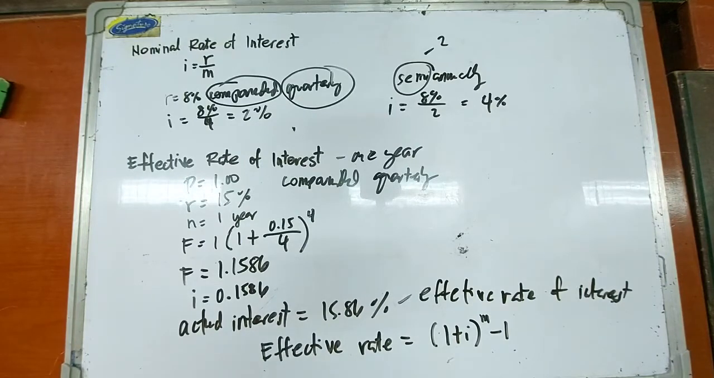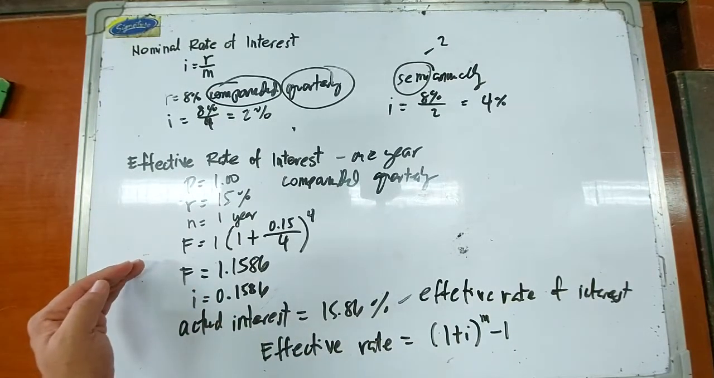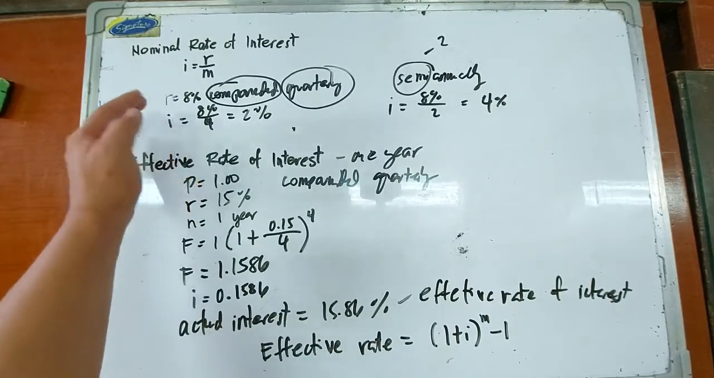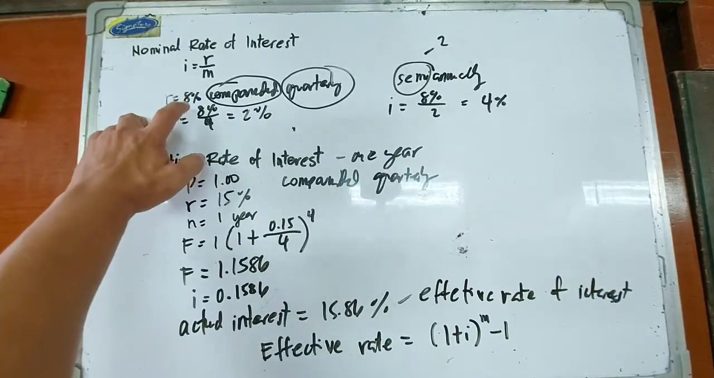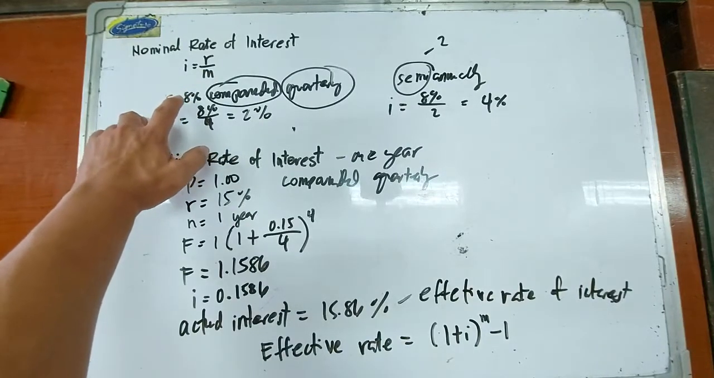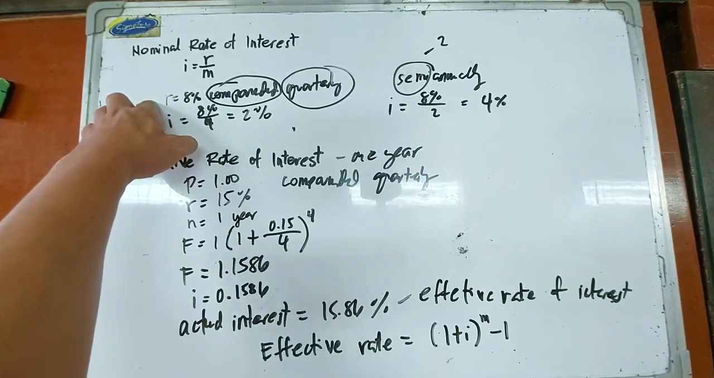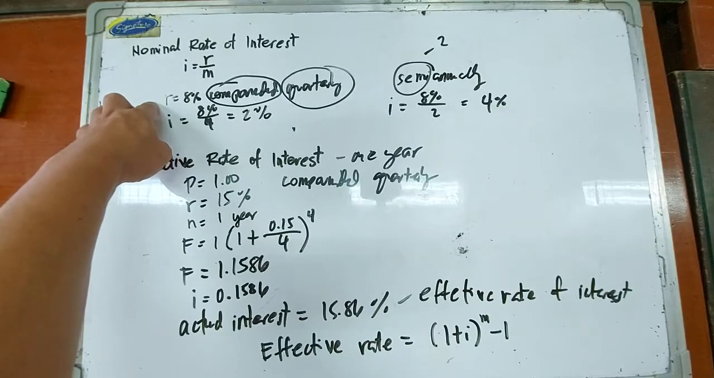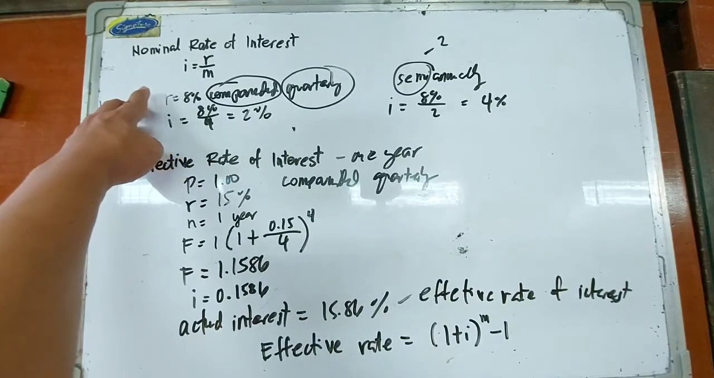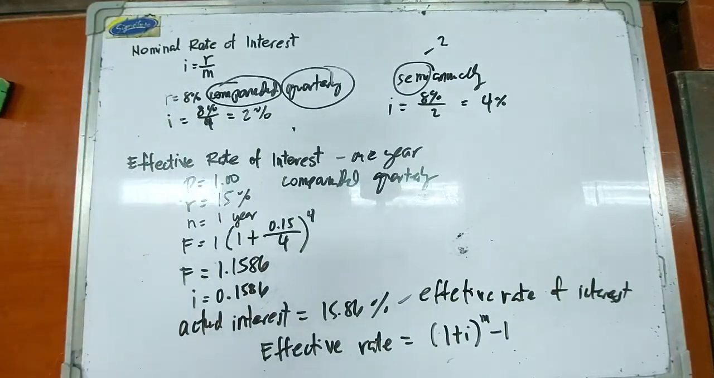Okay? So I hope na intindihan natin yung nominal rate of interest. Yan yung interest per year. So kinukuha natin yung interest niya ay depende sa number of compounding. Okay, kung compounded quarterly, dinidivide natin yung nominal rate sa 4. Kapag compounded semi-annually, dinidivide natin yung nominal rate sa 2. Pag compounded monthly, then dinidivide natin yung nominal rate sa 12, and so on.